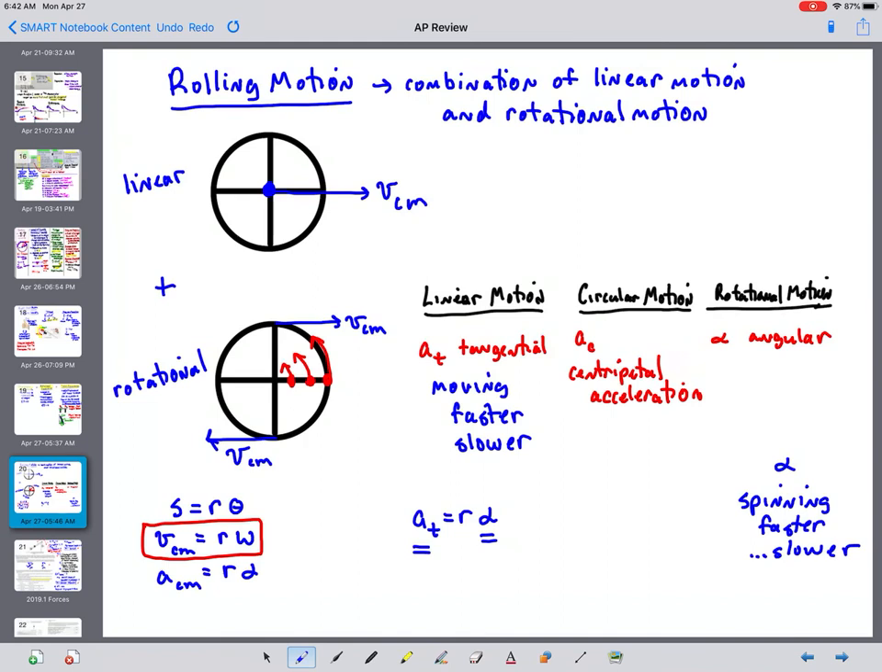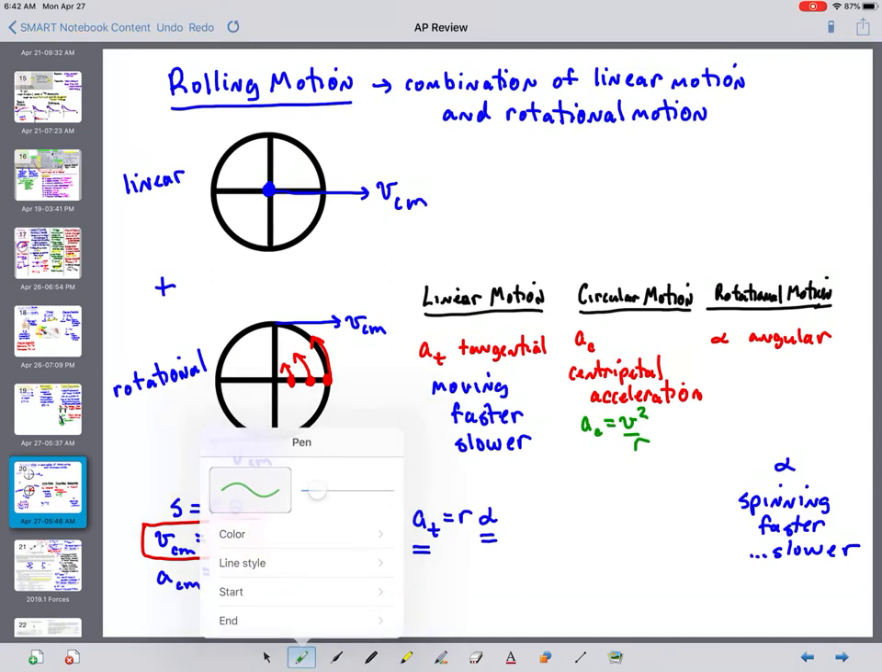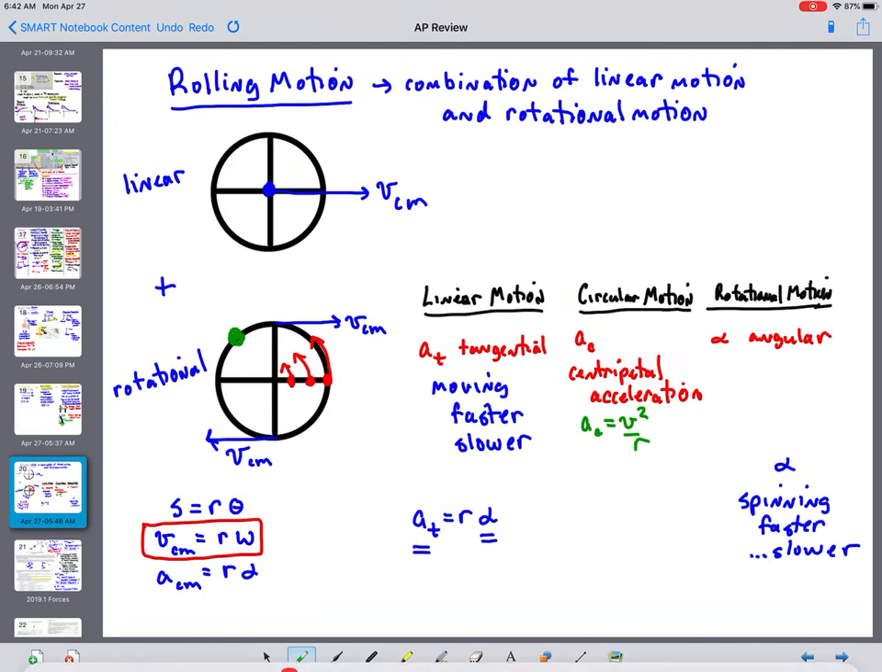If you have an object that's spinning at a constant speed, both of those are going to be 0. The one you always have, though, is a centripetal acceleration. a sub c equals v squared over r. That would be something like a rock stuck in the tread of the tire. It will have a centripetal acceleration because it's changing the direction of its linear velocity, and this velocity is the tangential velocity, and then you have a centripetal force along with that.